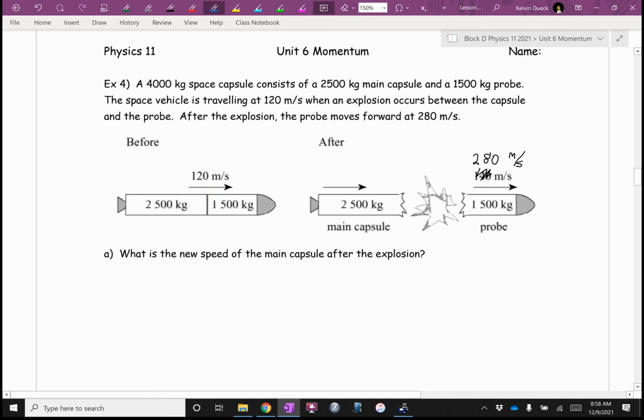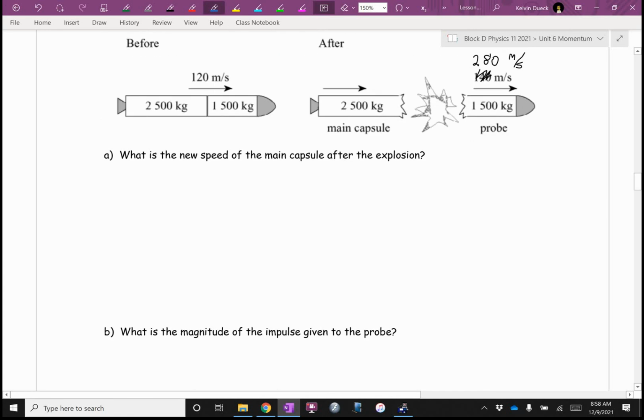Built-in error check. Is there more than one object here? Is there an explosion? Conservation of momentum. The sum of all the momentum initial equals the sum of all the momentum final. Mr. Dewick, do I have to write that every time? No. But on a test, if you write that and it is a conservation of momentum question, I will give you a half mark just for that, because I will say, yes, you've recognized that this is conservation of momentum.